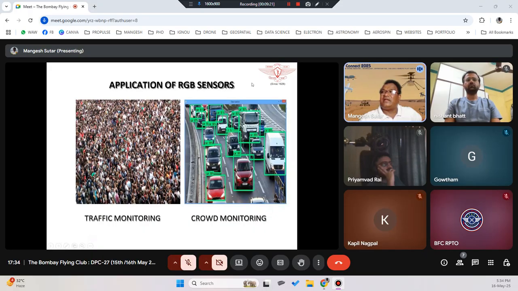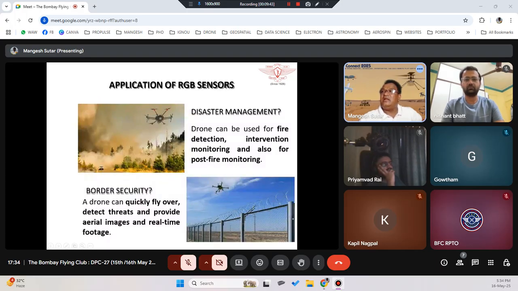Okay, application of RGB sensors like traffic monitoring. We have seen this being widely used during the Kumbh Mela, right? During the Kumbh Mela, the crowd was monitored using the drones. There were a lot of announcements also made through announcement drones. Even vehicle tracking and crowd monitoring can happen using drone sensors. Okay, disaster management: drones can be used for fire detection, intervention monitoring, and also for post-fire monitoring.